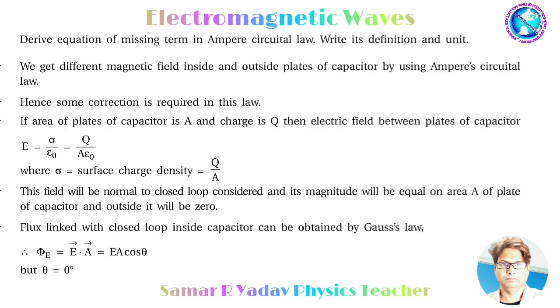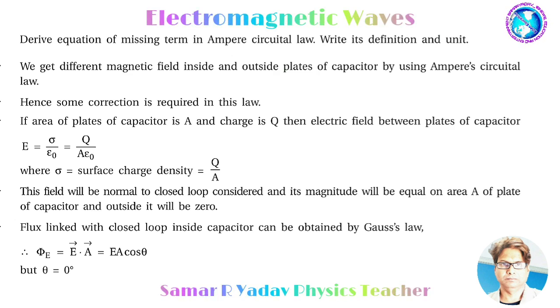Derive the equation of the missing term in Ampere's circuital law. Write its definition and unit. We get different magnetic field inside and outside the plates of a capacitor by using Ampere's circuital law. Hence some correction is required in this law.